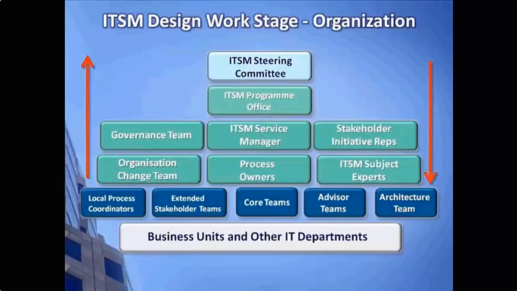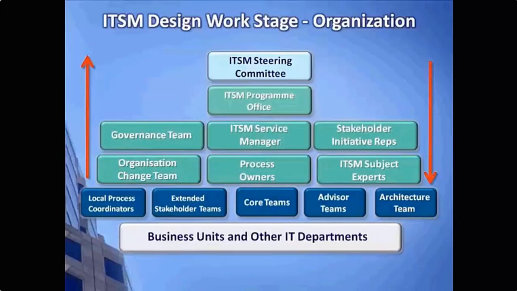Now again, this is used for a very large organization, global in scope. So I have a program office, I have a service manager kind of running with this. Process owners, we may have global process owners and local process owners. And here you see I've got local process coordinators, extended stakeholder teams, our core team, advisor team, and an architecture team which covers the technology. Again, this is for a very large organization. Smaller organizations, you may collapse much of this, and maybe one or two people may end up kind of covering most of the areas that are kind of shown here.